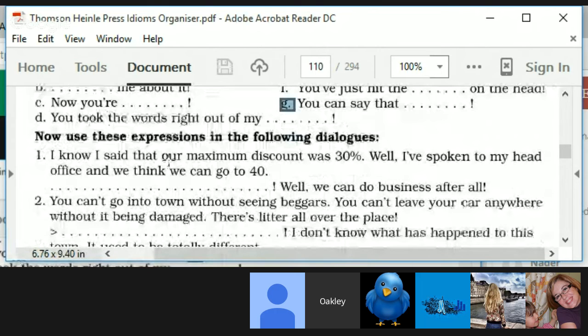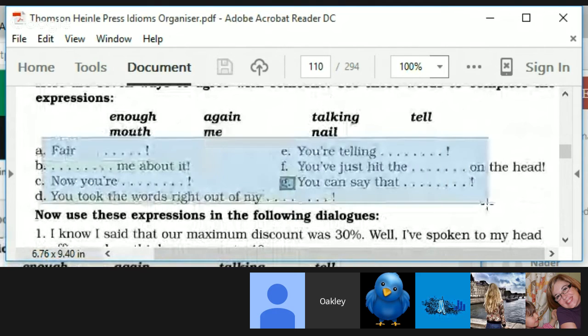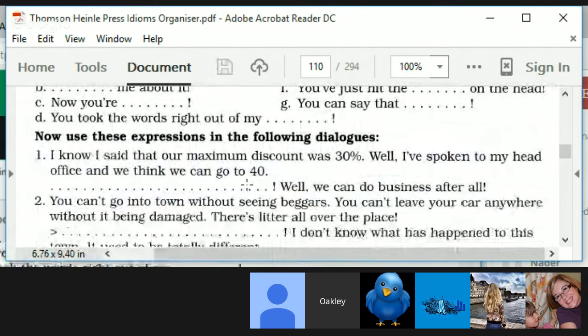Now, same drill. We're going to use these expressions in a dialogue-type exercise. Number one: "I know I said that our maximum discount was 30%. Well, I've spoken to my head office, and we think we can go to 40." Blank. "Well, we can do business after all." Okay, "now you're talking." Yes, definitely that would be the one here.